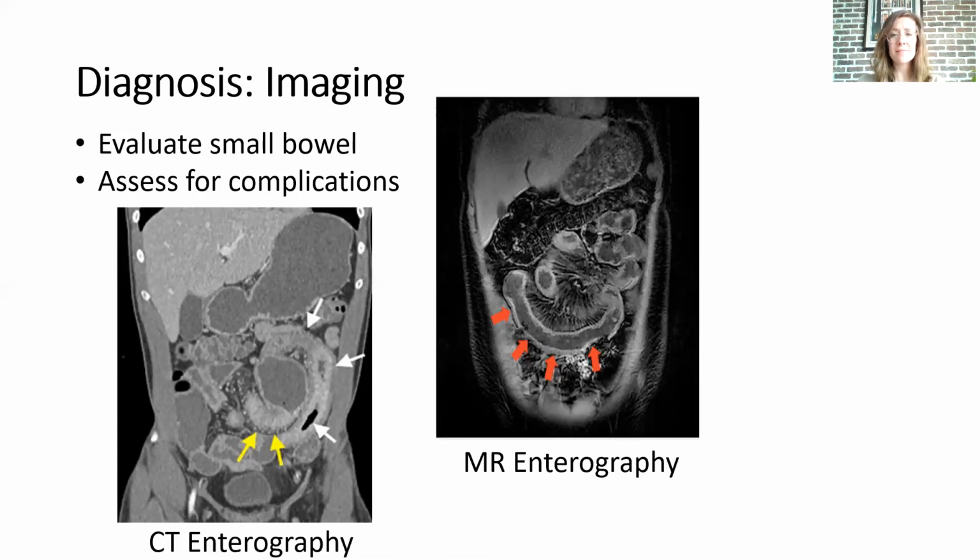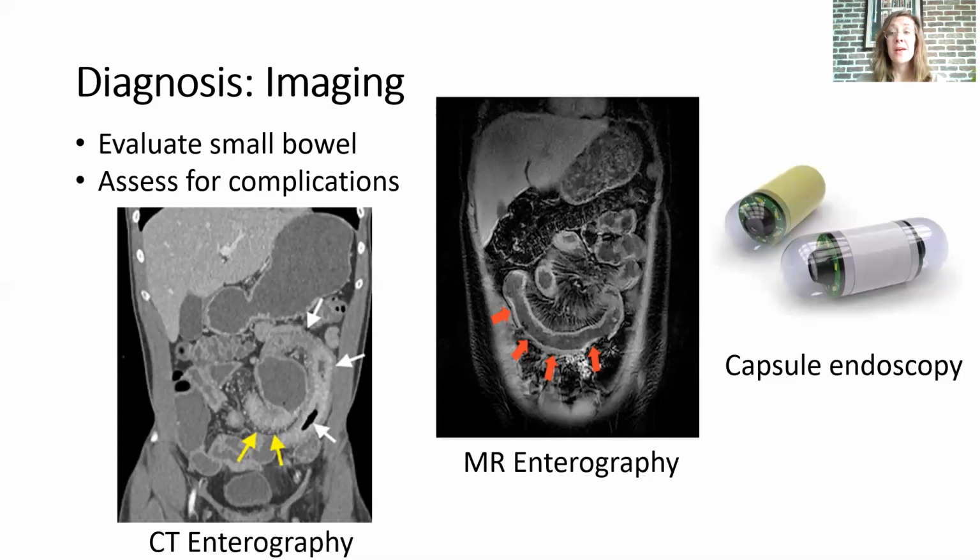Now, you may also hear about capsule endoscopy, and sometimes these are used where patients can either swallow this capsule or it can be placed with a scope, and the capsule takes photos throughout the small bowel as it travels through the gut. This is not always essential, but can sometimes be a helpful tool.